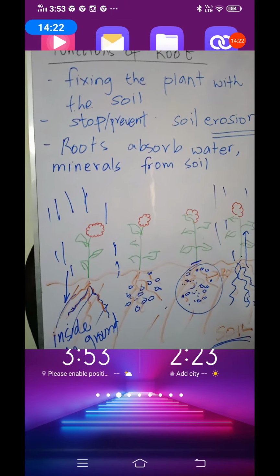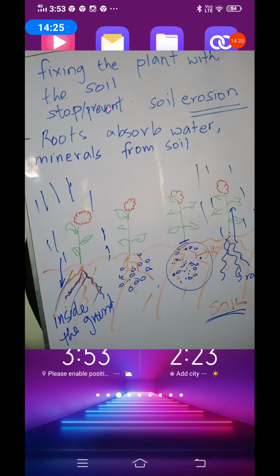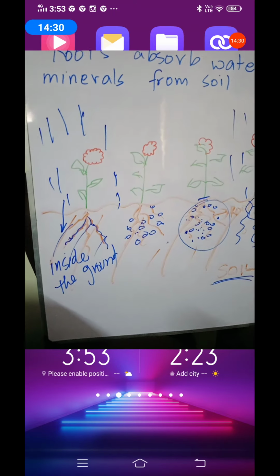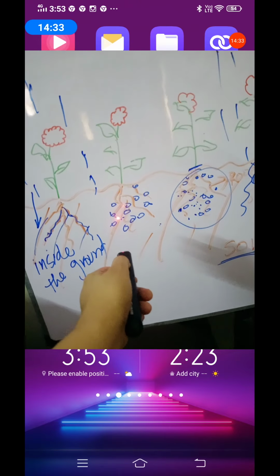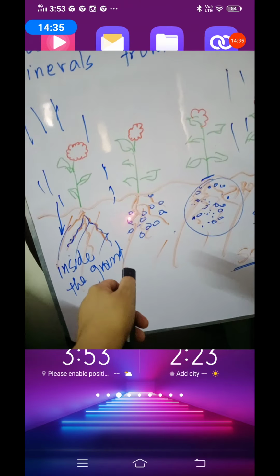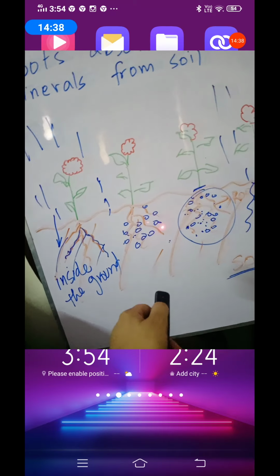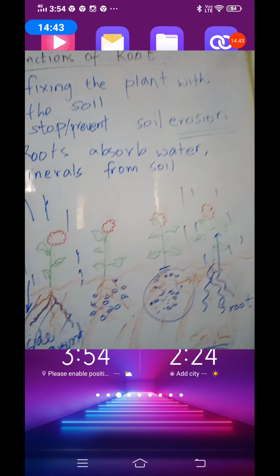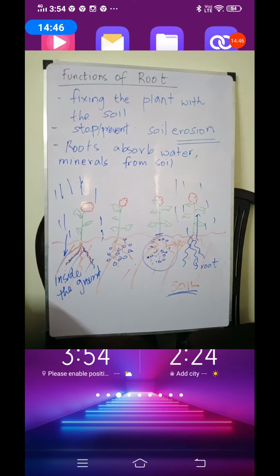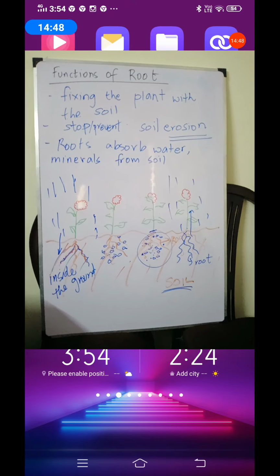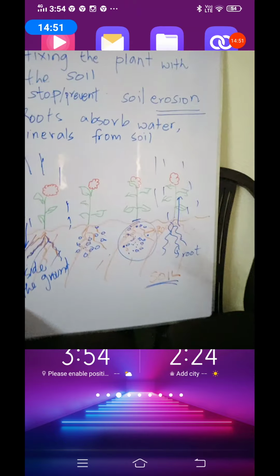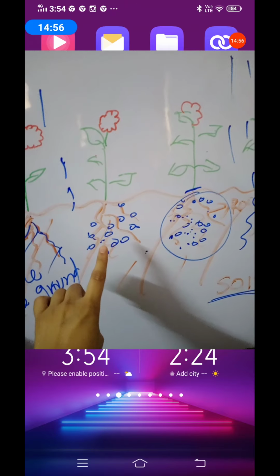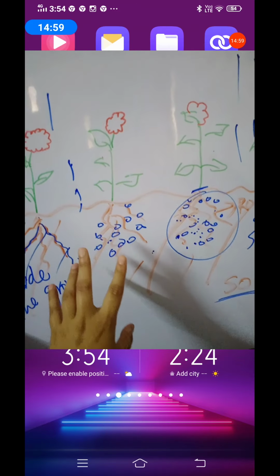So what is this root doing? Fixing the plant with the soil. Then when the rain comes, okay, these roots are holding tightly to the soil particles, thereby preventing soil erosion. Preventing means stopping. What do you mean by preventing? Stopping. Okay, it ensures that soil erosion does not happen. How? Because my roots, they love the soil. They are going to hold on to it very tightly. All right. So roots will hold the soil.